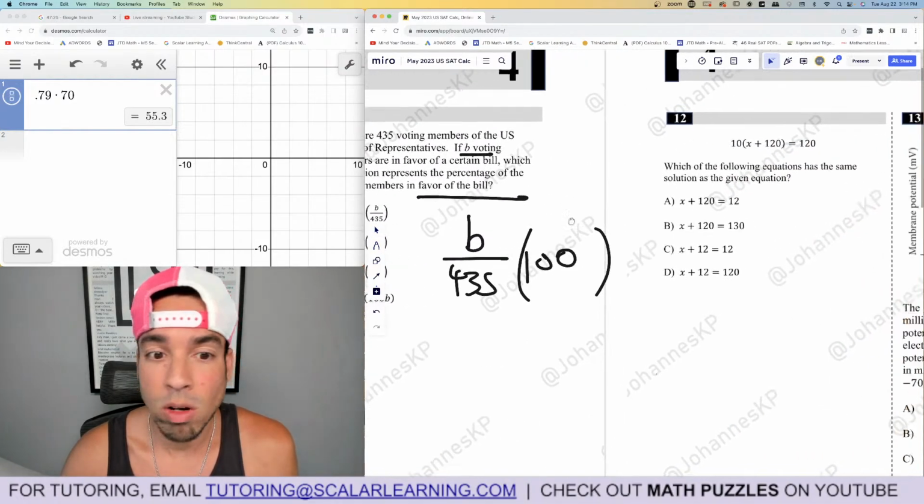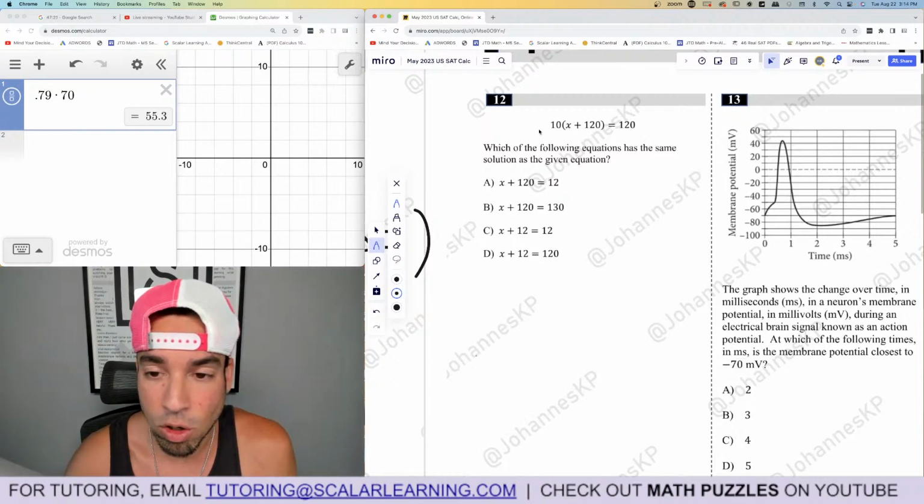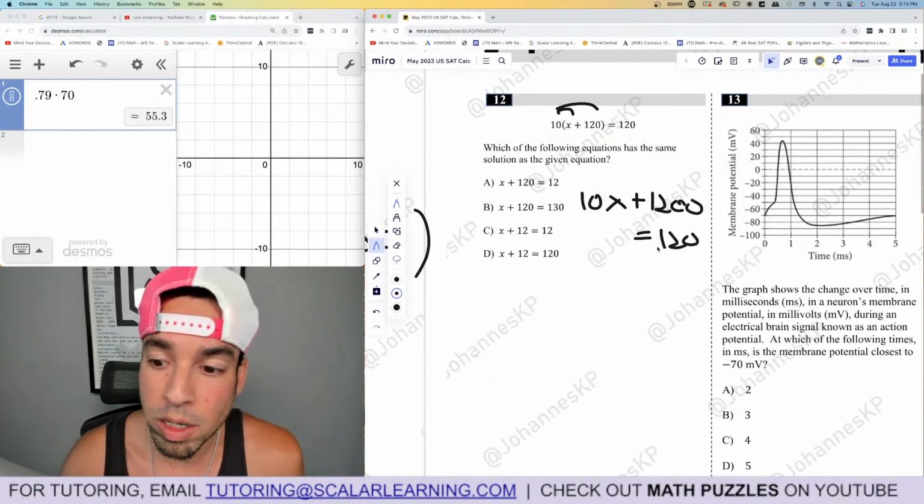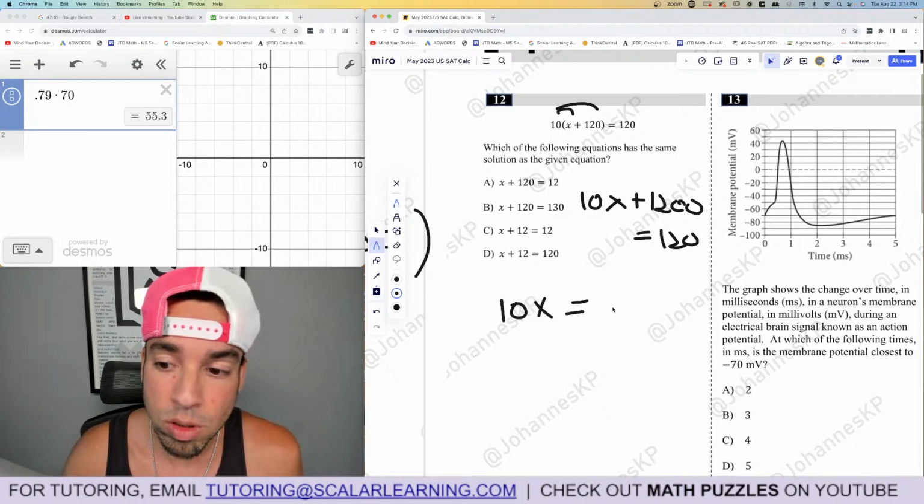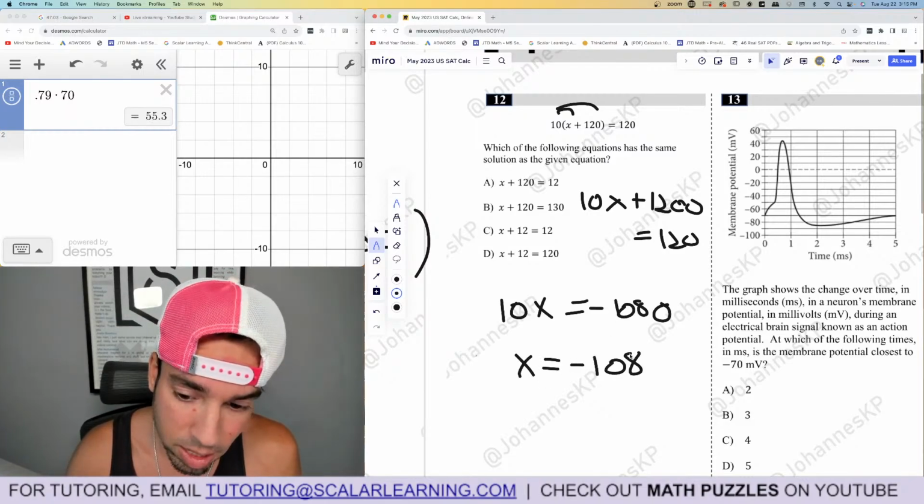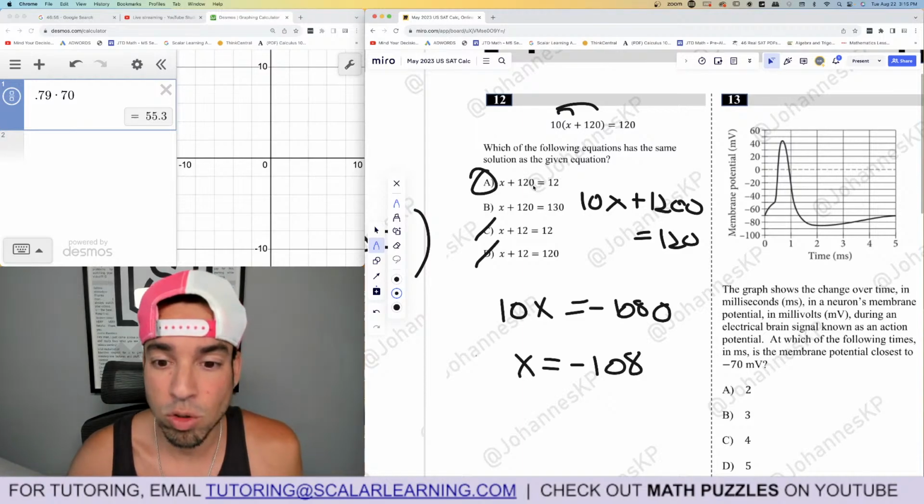All right, 12. Which of the following equations has the same solution as the given equation? Okay, maybe we should just solve it. 10x plus 1200 equals 120. 10x equals 120 minus 1200, which is negative 1080, divided by 10. X equals negative 108. Clearly not this one. Clearly not this one. Negative 108. It's this one. Negative 108 plus 120 is 12.